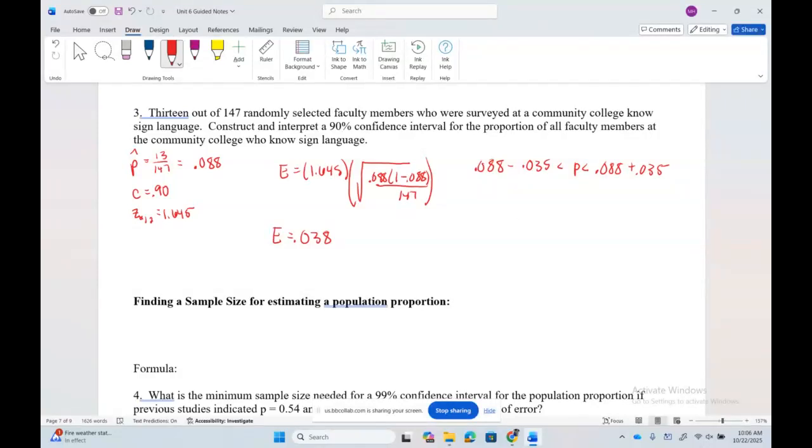All right, so I'm getting 0.05 and 0.126. This should be an 8 right here. Hold on, I put a 5 where that should have been an 8. There we go.